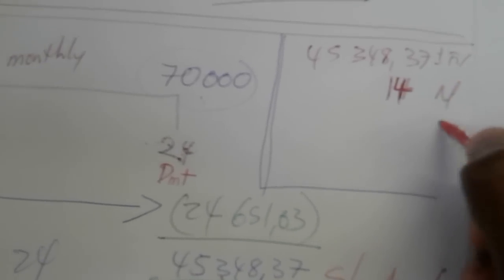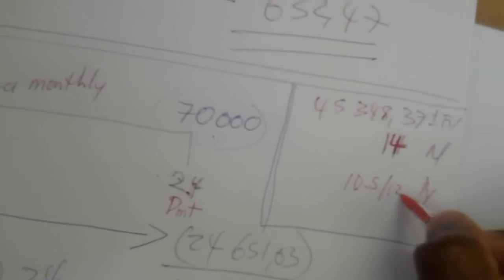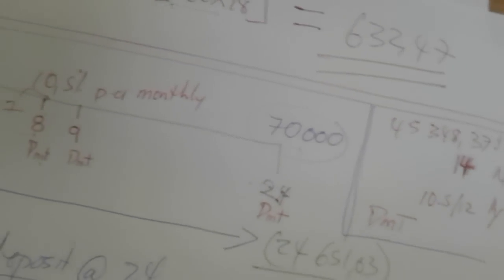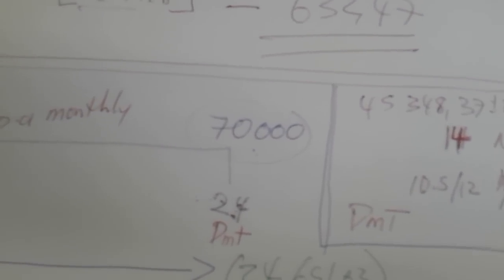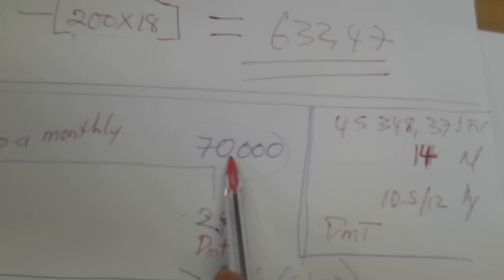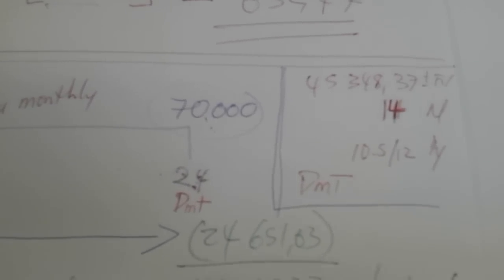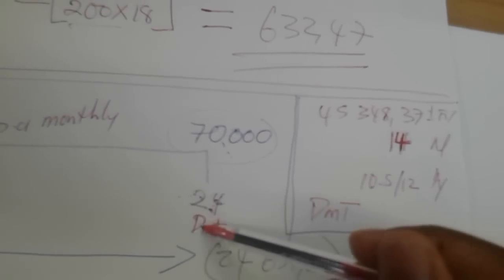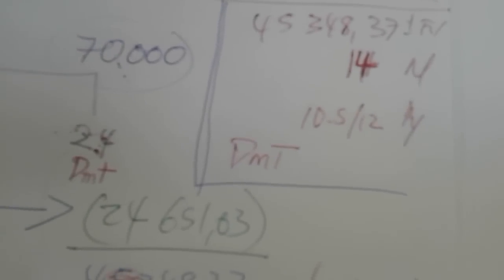14. And your I is still 10.5 divided by 12. What are we looking for? We're looking for PMT. And remember, one thing also you must ask yourself is, what kind of annuity? You must also remember, what kind of annuity is this? Right? So the FV, which is this one, and the last payment are on the same date. Of course, it's an ordinary annuity, so we don't use BGN, right? So let's go then.